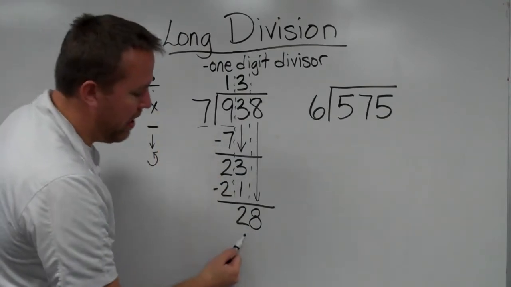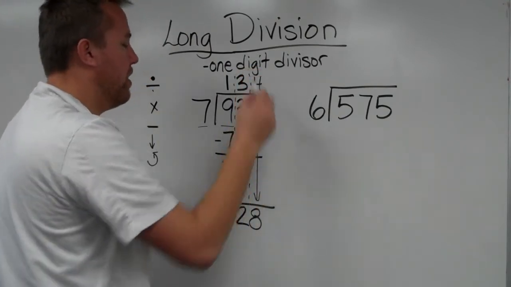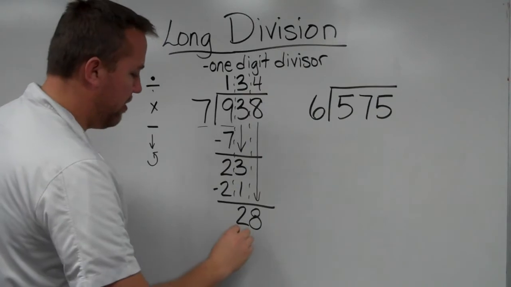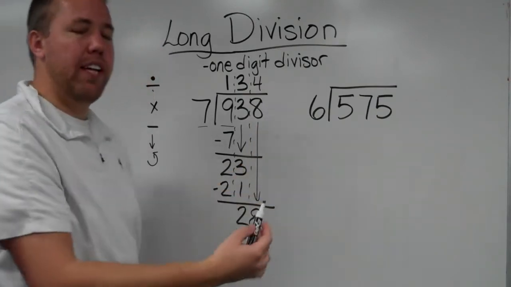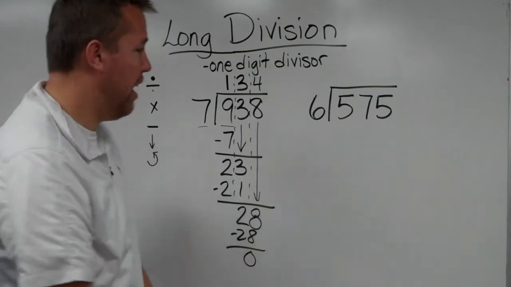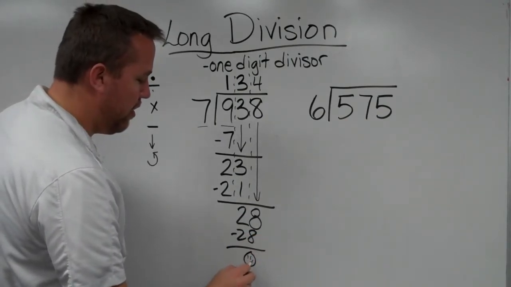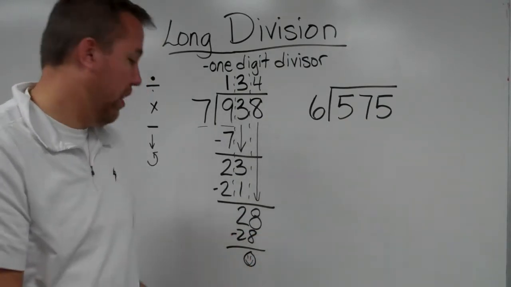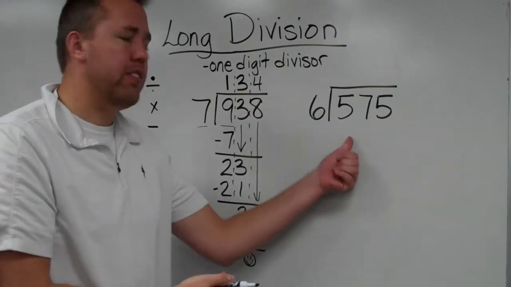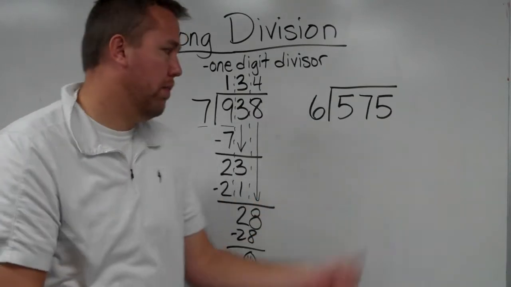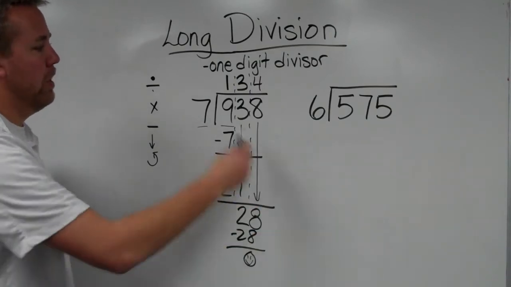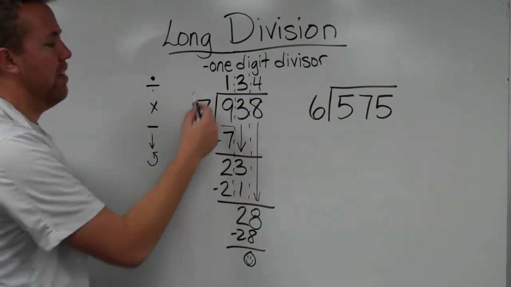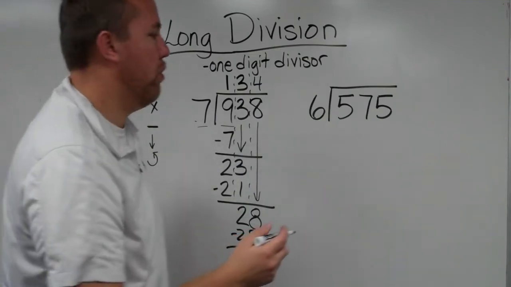Dad again divides 7 into 28 4 times. Mom, being exact, says 7 times 4 is 28. Sister subtracts, gets 0. Brother can't bring down. If brother can't bring down, I'm done. And in this instance, we don't have anything left over. No remainder. On this one, I'll show you what to do when we get to a remainder. But this is the algorithm for figuring out a division problem. So 938 divided by 7 equals 134.